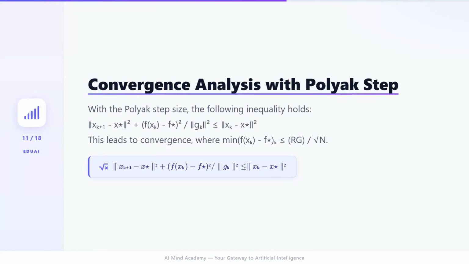Using the Polyak step size, we can analyze the convergence properties of the subgradient method. Specifically, the distance to the optimal solution decreases at each iteration, leading to a convergence rate where the minimum value of f(x_k) - f* over all iterations k is bounded by RG / sqrt(n), where R is a bound on the initial distance to the optimal solution and G is a bound on the subgradient norm.